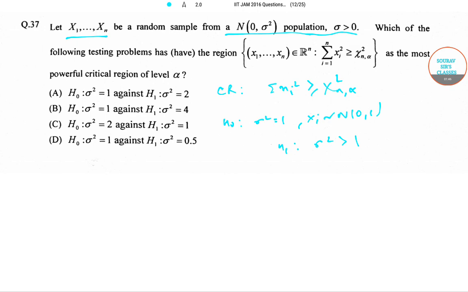Thus, seeing the options, we get option A and B to be the correct answer because H1 is equal to sigma squared 2 for option A and H1 is equal to sigma squared 4 for option B. So option A and B are the correct answer.